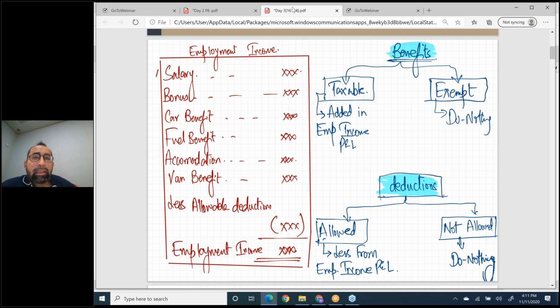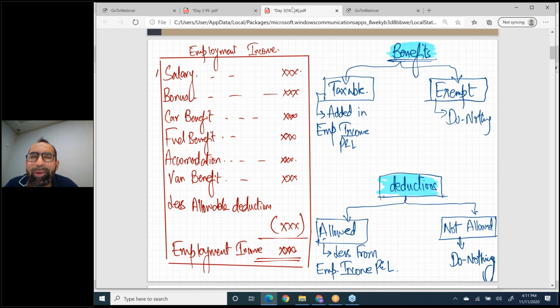What do you mean by benefit? Benefit is normally that thing which, in 99.9% of cases, the employee receives from the employer. So look here, there are two types of benefits in our tax course. Number one is taxable benefit.